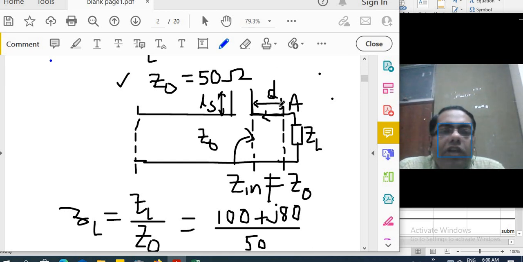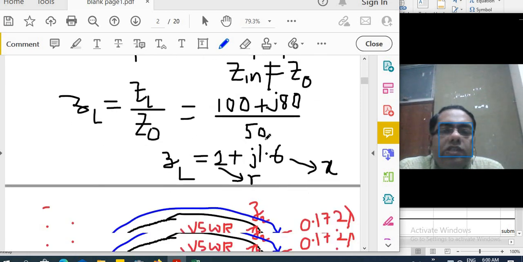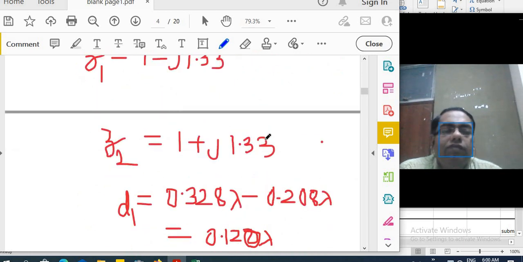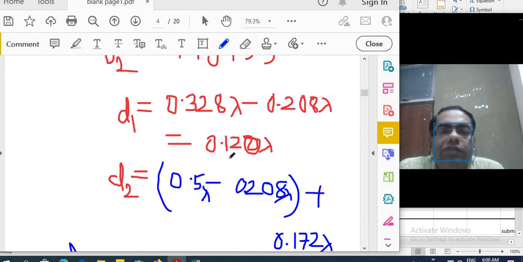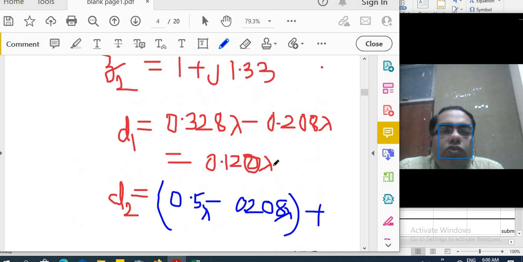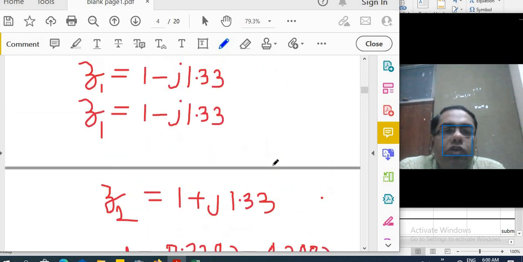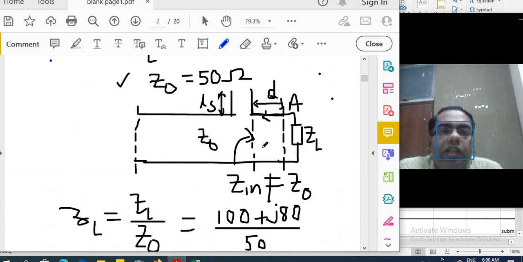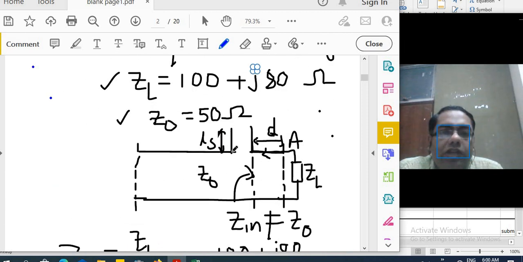In the last class, we obtained the value of distance d using the Smith chart, and we saw that we are getting two solutions, that is d1 as 0.120 lambda and d2 as 0.463 lambda. Now in today's lecture, our aim is to find out what should be the length of this open circuited stub. This stub is connected in series, so we have to find out what will be the length ls.